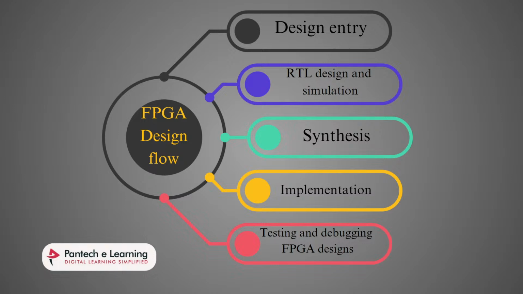And in design entry, the main procedure is the FSM, finite state machines. State machines are a strategy for design; every complex logic circuit is designed by state machines. In future classes, I will teach you what an FSM is and how to write FSM code. This is the first stage of the FPGA design flow.